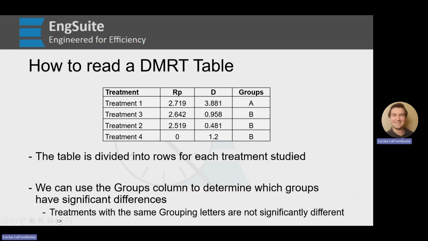Okay, so the table is divided into rows for each treatment. You'll notice these aren't necessarily in treatment 1, 2, 3, 4 order as they're put into the function. That's because they are sorted by the mean in decreasing order. We use the grouping column to determine which groups have significant differences. If they share a group letter, they are not significantly different. For example, treatment 1 does not share group A with anything, so treatment 1 is significantly different from all other treatments. But treatment 3 shares group B with 2 and 4. Therefore, 3 is not significantly different from 2 or 4, and because 2 and 4 are both in B, 2 and 4 are not significantly different from each other as well.